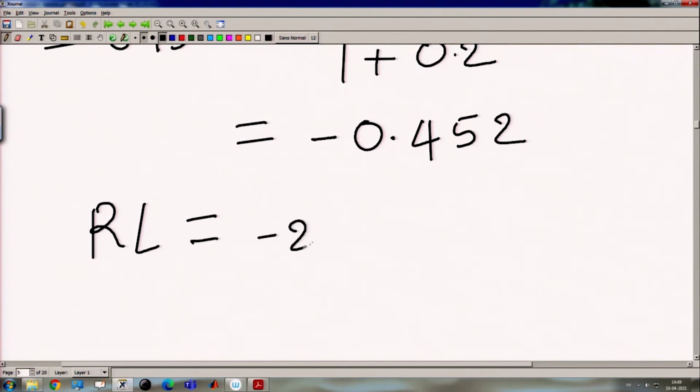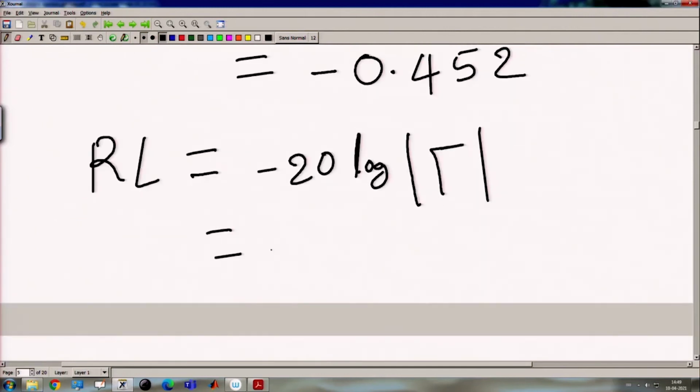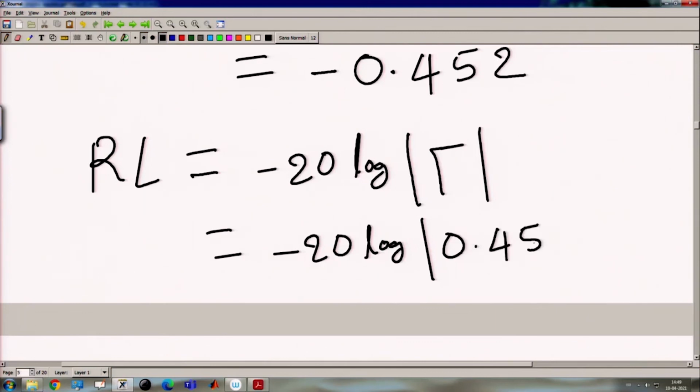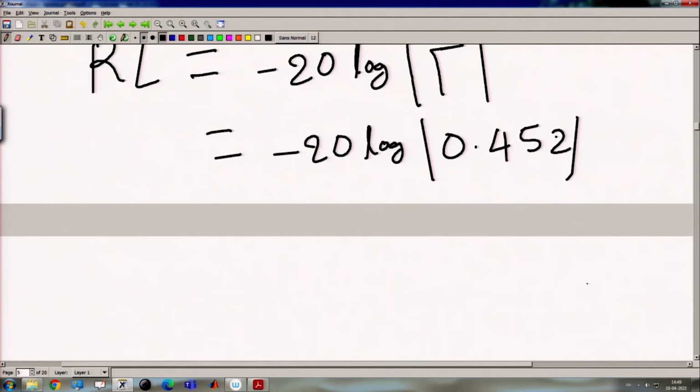Then return loss can be found by minus 20 log of mod of gamma. The negative sign will be positive inside the mod. So, that will equal minus 20 log of 0.452. So, this will equal 6.9 dB. So, this is the return loss when port 2 is terminated with short circuit. So, this part is completed now. Thank you.